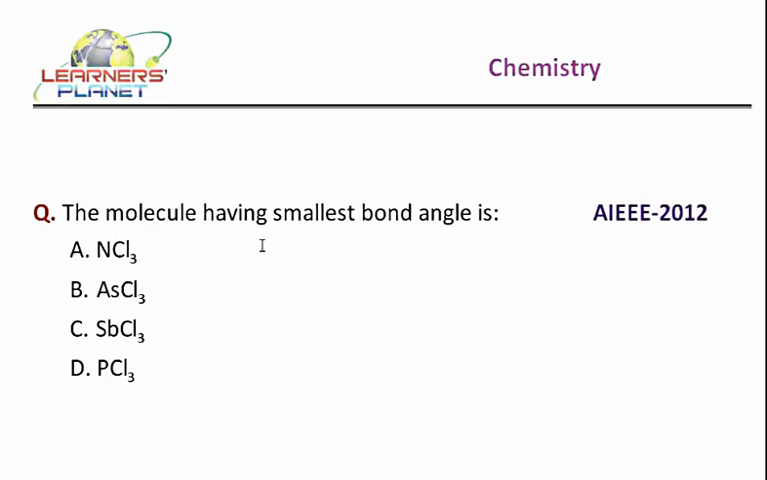The molecule having smallest bond angle is? Now let's see what all molecules are given. It's nitrogen trichloride, arsenic trichloride, antimony trichloride and phosphorus trichloride. Now these elements are of which group? They are of group 15. Right? Now the hybridization is what? The hybridization is sp3. That is, these molecules are sp3 hybridized. Now, if I take these elements, nitrogen, phosphorus, arsenic, antimony and bismuth.